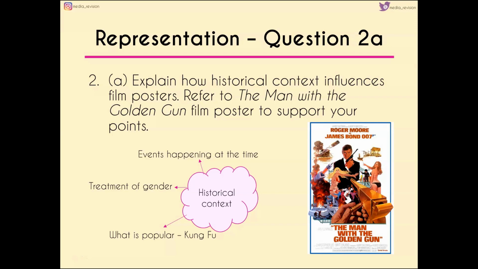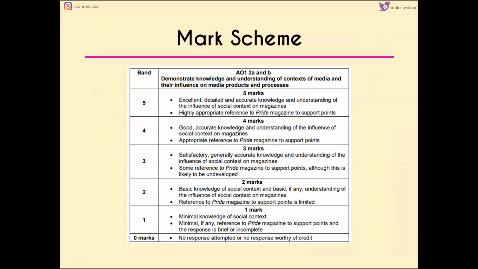So again, how are we being marked for this? What should we be mentioning? It's a very similar mark scheme to what we've had in question 1. Again, we've got those same differences in terms of criteria. So if you're giving an excellent example of historical context, you're going to get excellent marks. If you're only showing a basic knowledge, you're only going to get basic marks. And what should this look like?